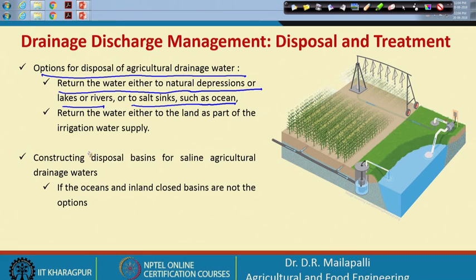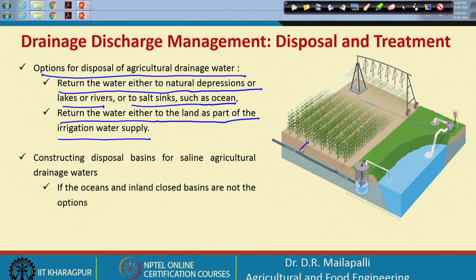Or return the water either to the land or as part of the irrigation water supply. So, there are two ways: one, disposal to water bodies or the oceans; the other, you can dispose the water to a pond or wetland, and from there you can reuse it for agricultural purposes. If you see this, the drainage water coming from the field is pumped to the local water body here, and the same water can be pumped back to the sprinklers for irrigating the fields.